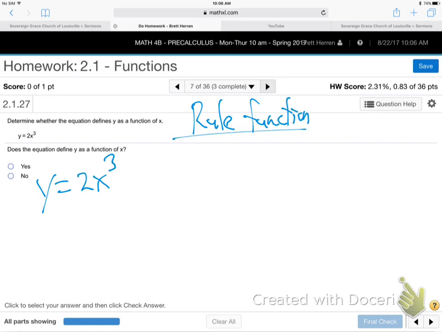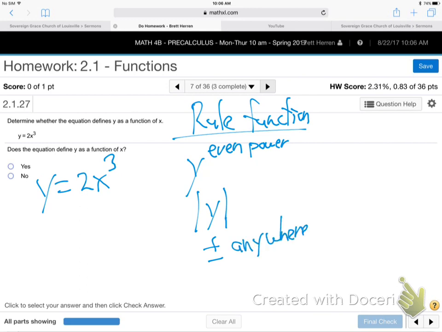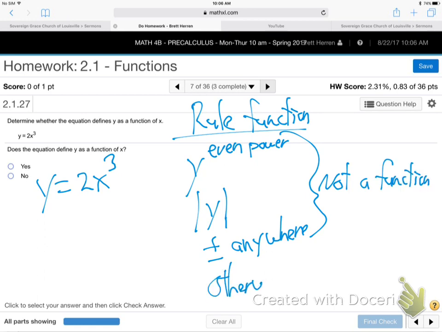The rule for a function: if it has y to an even power, or if it has absolute value y, or if it has plus or minus anywhere, if it has any of those, it's not a function. I'll show you why in a minute. Otherwise, it is a function. It's super simple. It's all you got to look for.